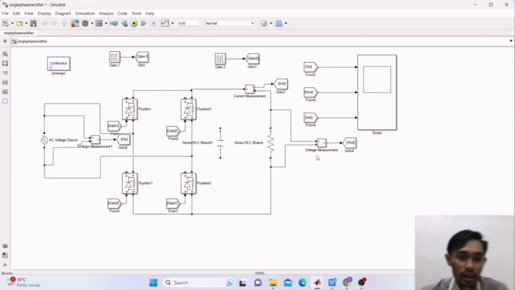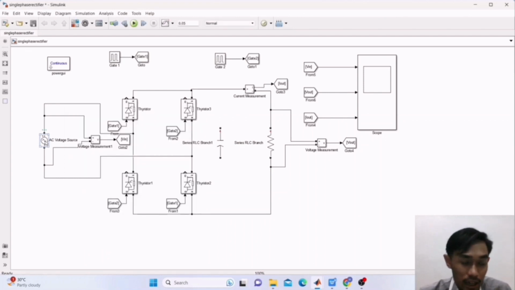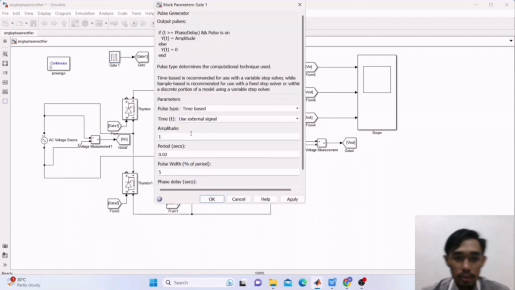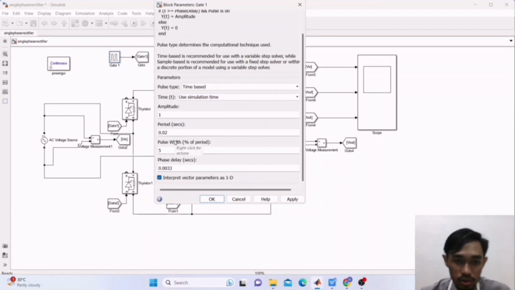So next, I will run the simulation. Here, the AC voltage input I use is 120 times square root 2, and the frequency is 50 hertz. Next, at gate 1, I use an amplitude of 1, and the period for this measure is 0.02. The pulse width is 5, and the phase delay is 0.033.